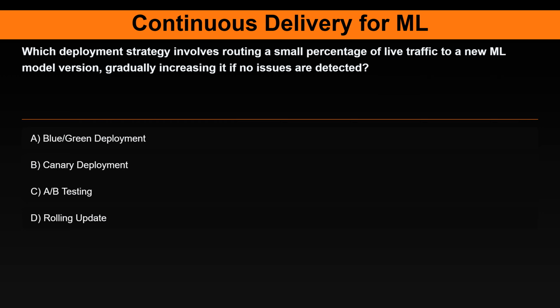Question 17. Which deployment strategy involves routing a small percentage of live traffic to a new ML model version, gradually increasing it if no issues are detected? Option A. Blue/green deployment. Option B. Canary deployment. Option C. A/B testing. Option D. Rolling update.